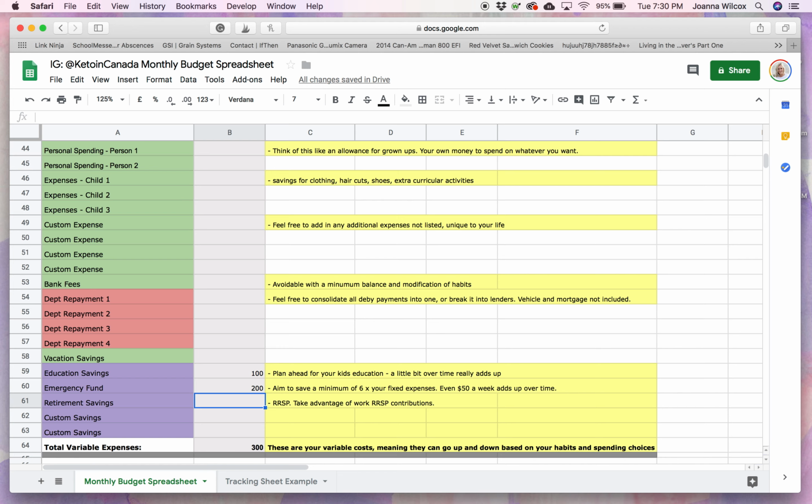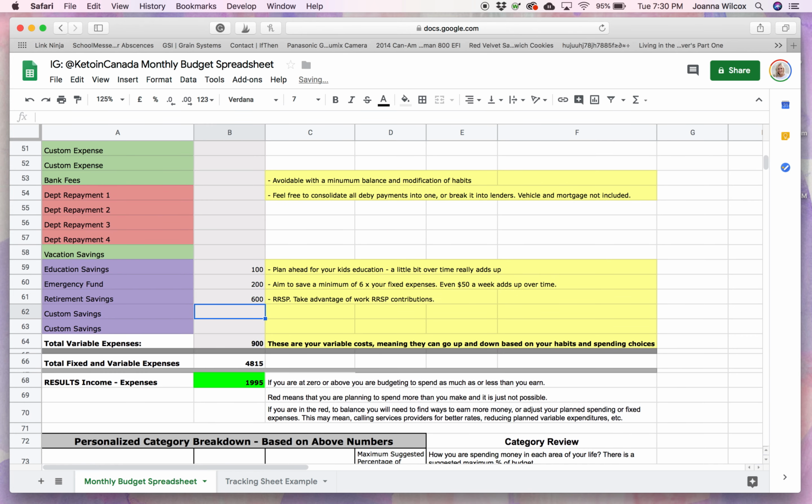For Steve and I, we need to put more money away. We're getting older in terms of retirement. I'm going to put $600 there. So right now, after saying, this is what I want to save for the kids' education, this is what I want to save for an emergency fund, because you need one, I promise you, and then what are we going to save for retirement? Now you can start to look at the other things.